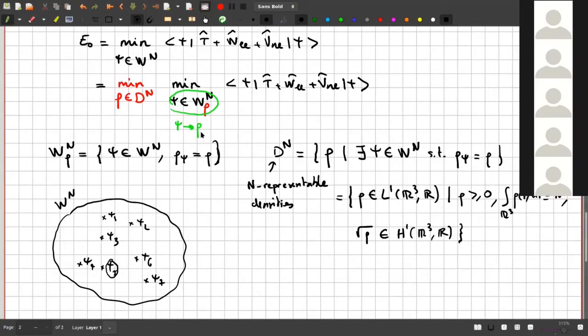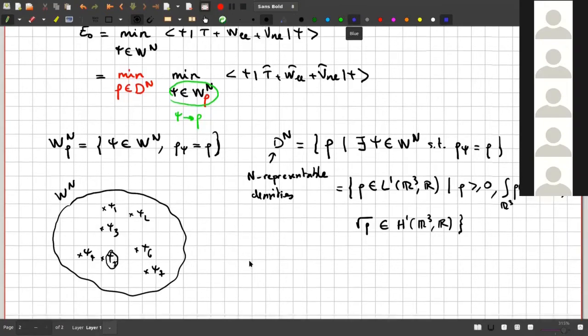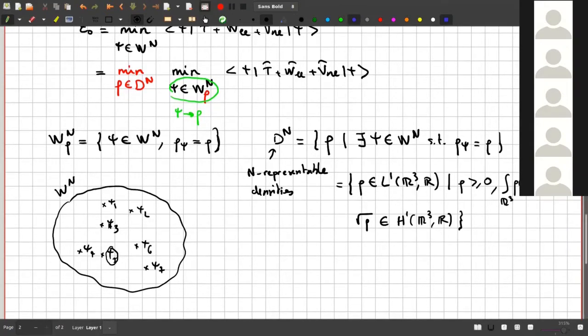I first look at what are the wave functions giving me a fixed density rho. So let's say, for example, for this case, that psi1, psi2, and psi3 give the same density that I will call rho1. Okay, it is possible, of course, because many wave functions, in fact, an infinity of wave functions, can give you the same one electron density. You have much more freedom in a wave function than in the density, so you can have many wave functions giving you the same density.